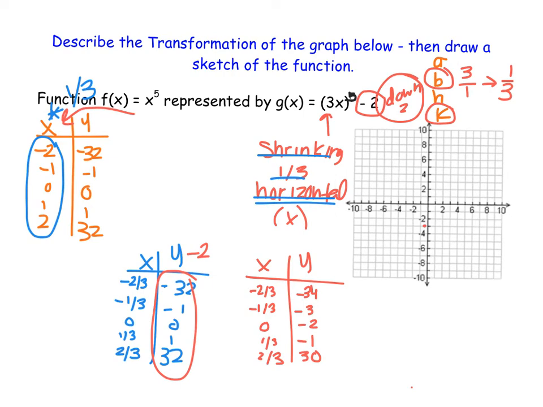Then I have 0 and -2. So that's about right there. And then I have 1/3 and -1. So that's about right there. Then 2/3 will go all the way up to 30. So what I can see is this has gotten super skinny here. I don't really have a lot of great room to write. I can see it's super skinny, and that 2/3 and -2/3 are hitting pretty high. So we now have a sketch of our graph. We can see that we shrunk it horizontally by a factor of 1/3, and we moved it down 2 units.